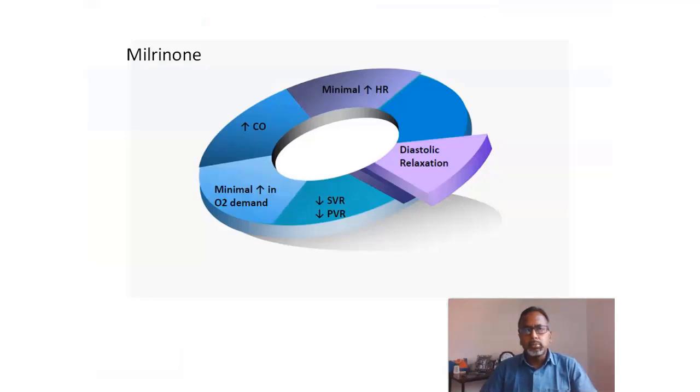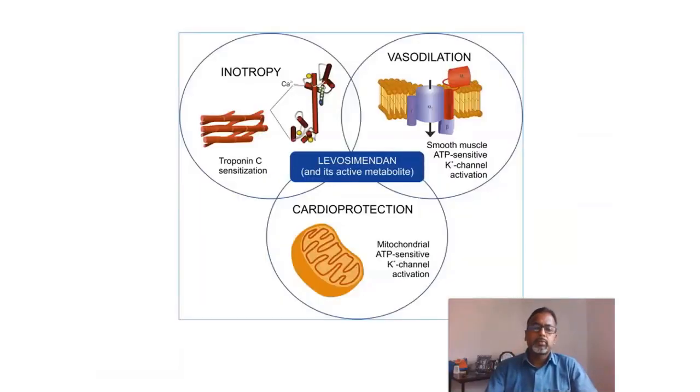Now we have another class of drugs: one is milrinone and the other is levosimendan. The advantage of milrinone is that we know it is a phosphodiesterase inhibitor, having diastolic relaxation and a minimal increase in oxygen demand. So you have a drug which is increasing your inotropy and vasodilatation and not having any negative impact on the myocardial oxygen consumption.